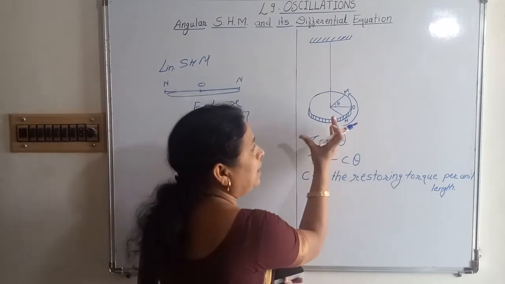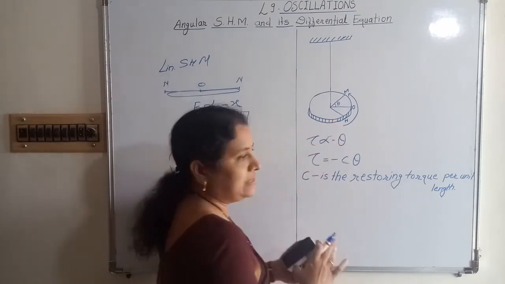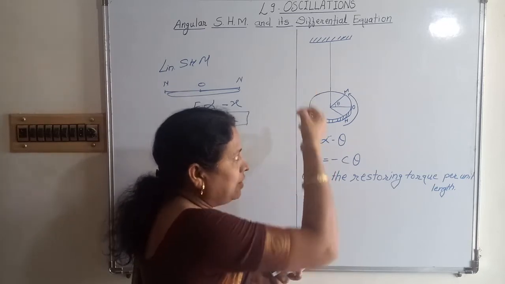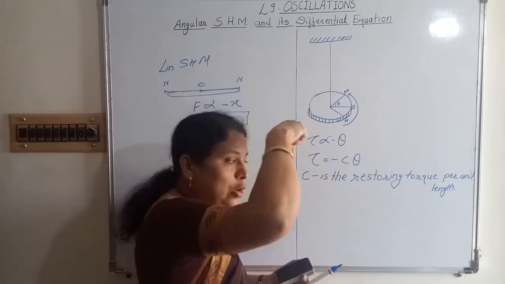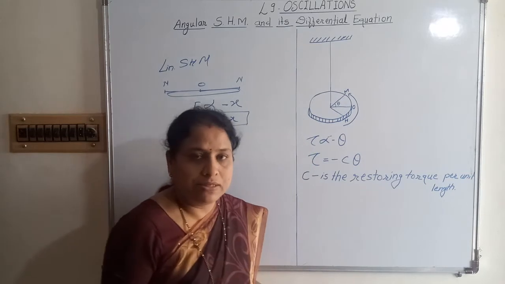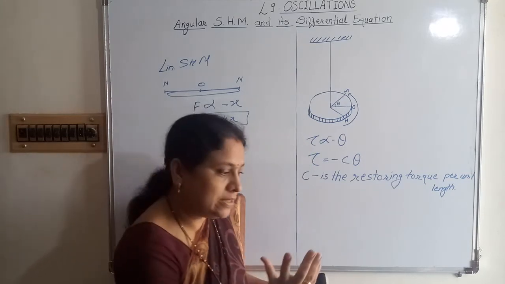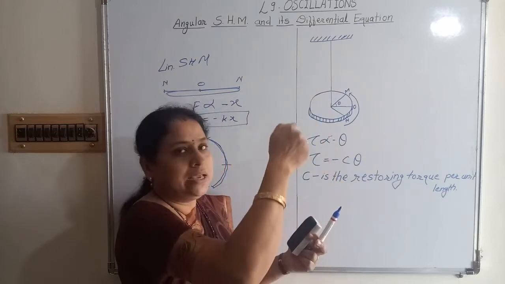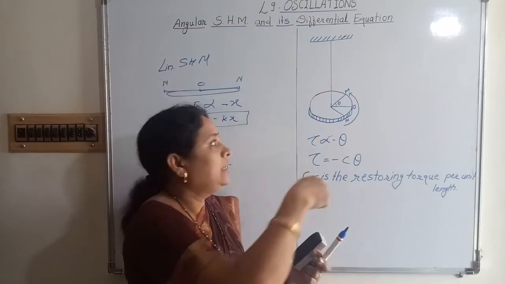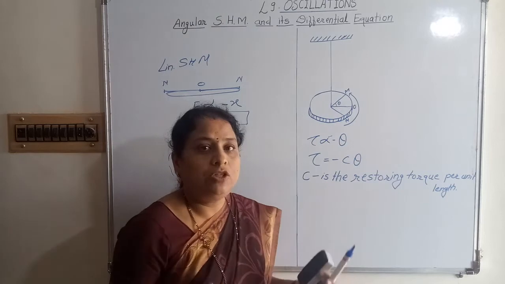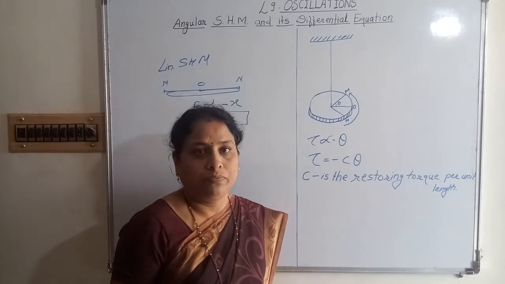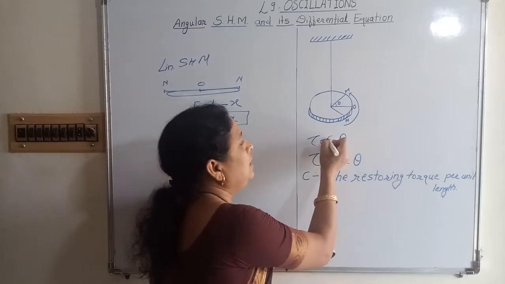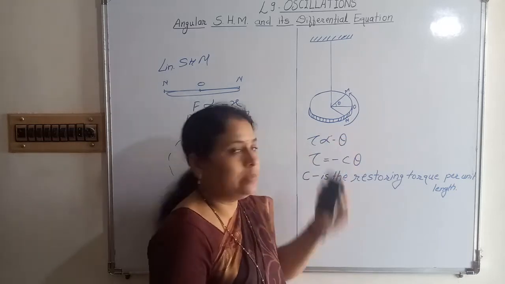When this circular disc moves in the anti-clockwise sense, the wire is twisted in the clockwise sense. Listen here, when we rotate the disc anti-clockwise, the wire twists clockwise, and in that wire the restoring torque is developed. And that torque is directly proportional to the angular displacement of the metal disc.